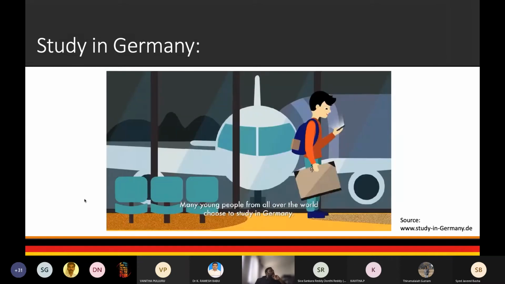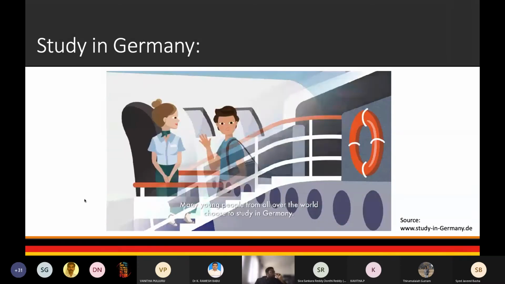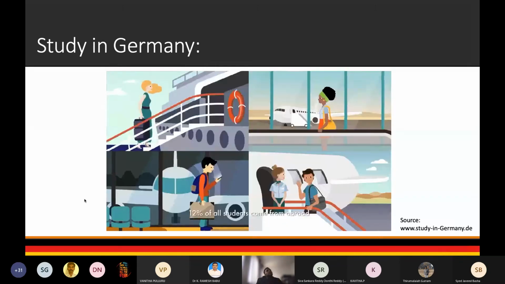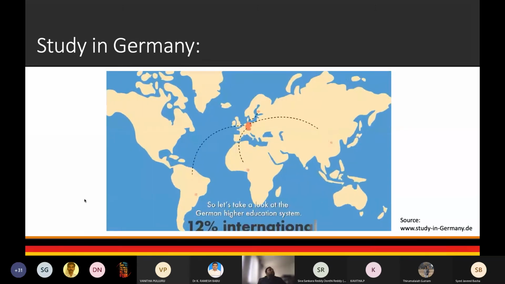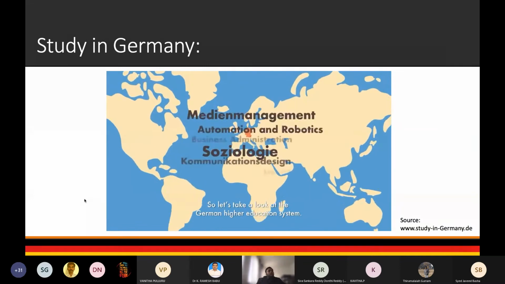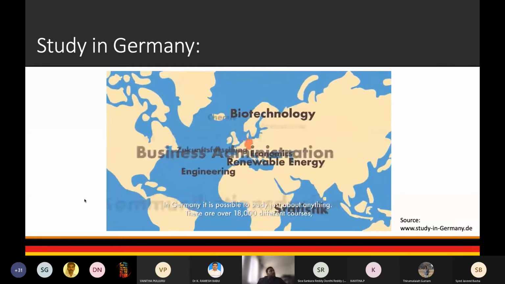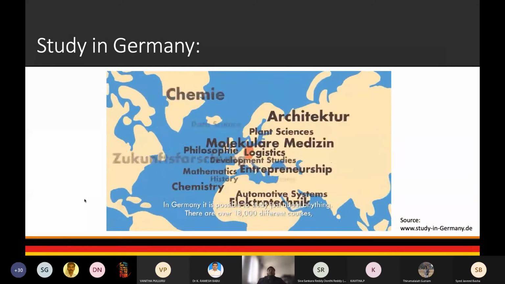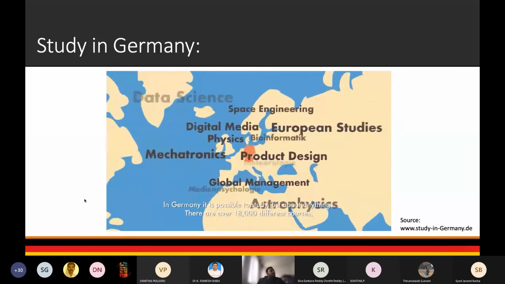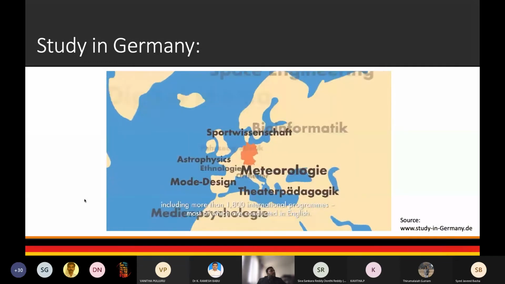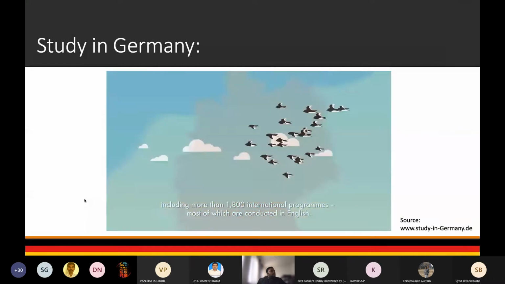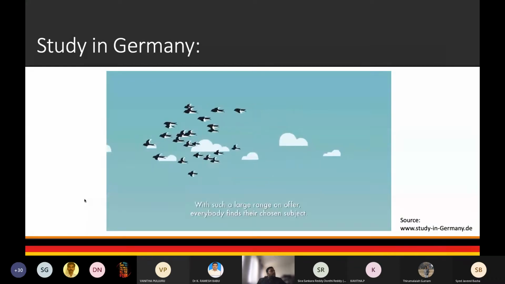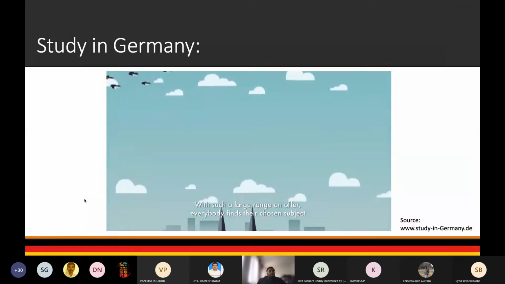Many young people from all over the world choose to study in Germany. 12% of all students come from abroad. So let's take a look at the German higher education system. In Germany, it's possible to study just about anything. There are over 18,000 different courses, including more than 1,800 international programs, most of which are conducted in English. With such a large range on offer, everybody finds their chosen subject.